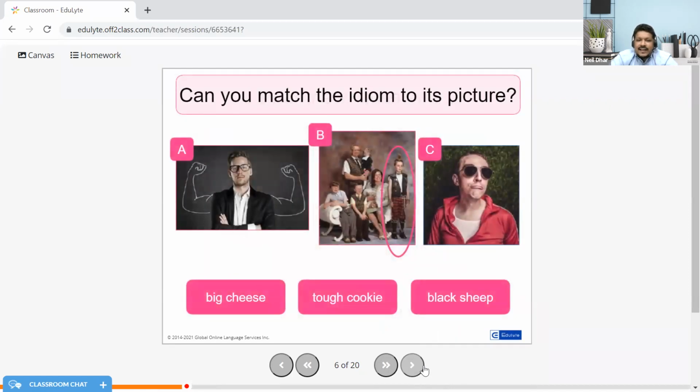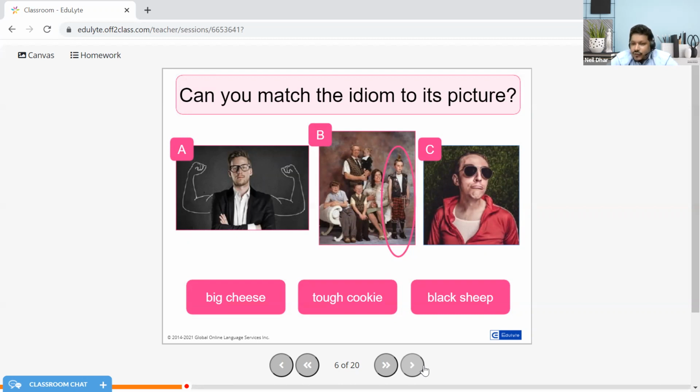Can you match the idioms to this picture? Let's have a look at the pictures and see if we can match. The first one, we see a man in a suit with a background in which someone is showing their biceps. The next, we see a family photo in which everyone is dressed in business wear, and there is one kid who is dressed in a different attire. The next would be someone who is wearing a sweatshirt, wearing sunglasses, and looks a bit tough.